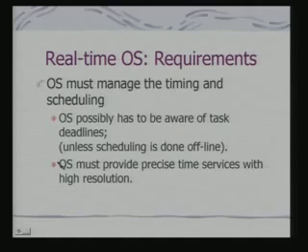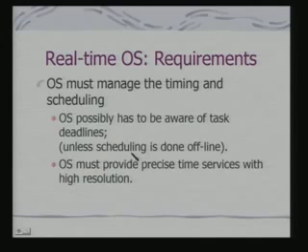Now, what are the further requirements? The OS must manage the timing and scheduling. What we have found, first of all, is that OS services have a deadline. Then all these OSs should provide the services for timing and scheduling. And the OS has to be aware of task deadlines unless scheduling is done offline.